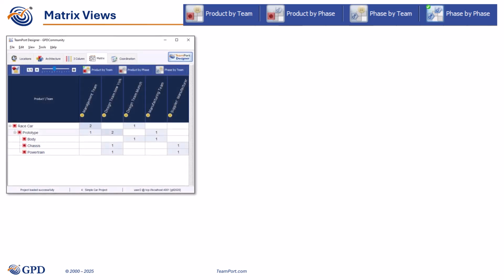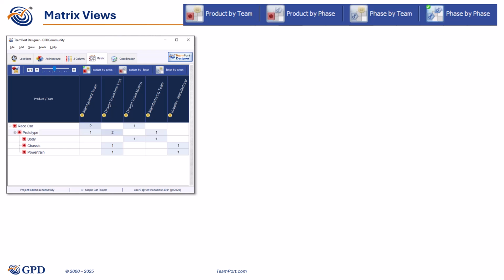The final part of this overview introduces Matrix View, the fourth tab in Designer. The Matrix View shows a total pattern of relationships among model elements. The row and column headers are project elements, such as teams, products, phases, or activities. The cells at the intersection of a row and column display information about their relationship. There are four types of matrix views.